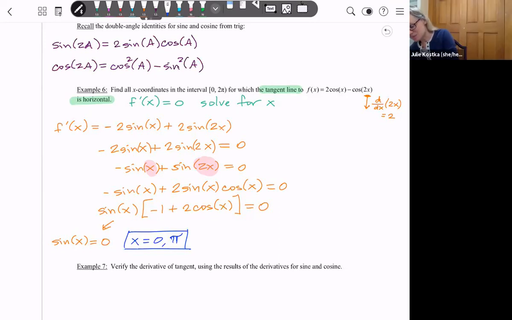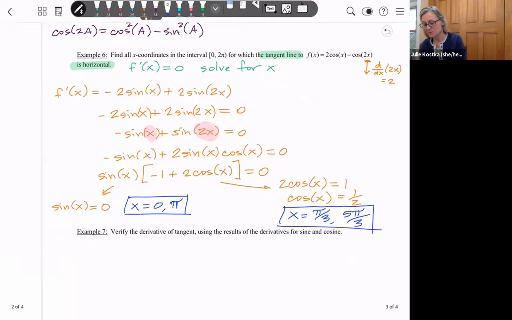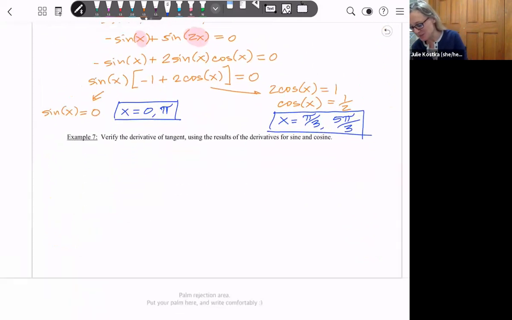All right, next piece over here. If I set that equal to 0, I get 2 cosine of x equals 1, cosine of x equals 1/2, and I get 2 answers out of that, pi over 3 and 5 pi over 3. If you don't remember those, come to the Trig Boot Camp. All right, we are almost done.